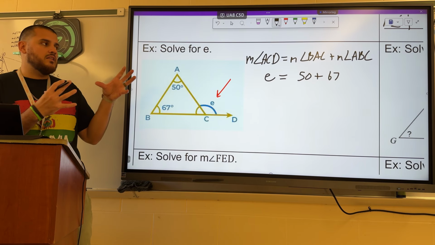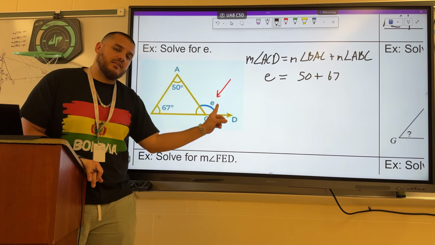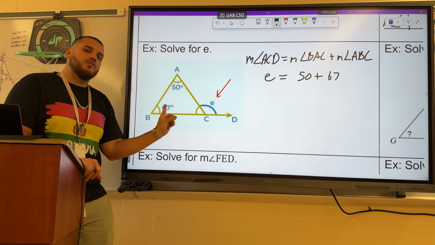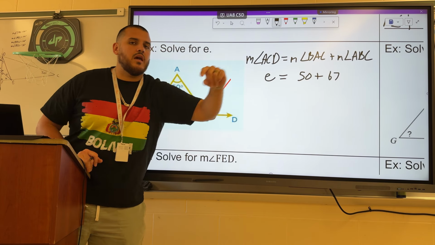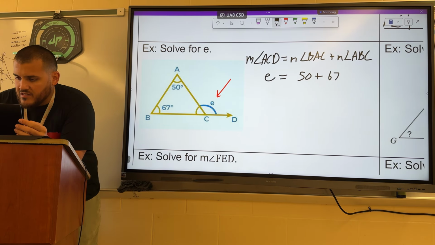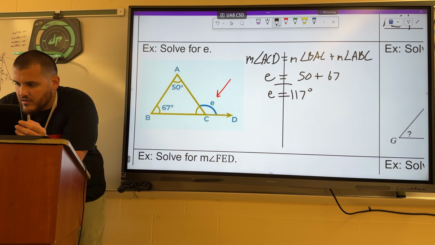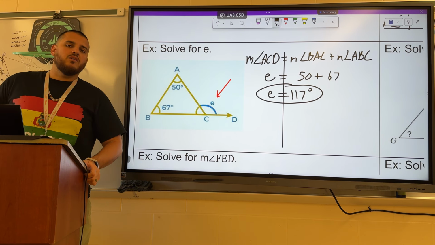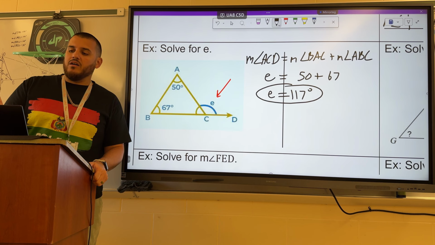All right, so understanding the theorem allows you to take information and plug them into your equation. So it's outside equals the two furthest away added together. Then this is easy, one step here, just adding 50 plus 67, I get 117 degrees for the value of E. Right, let's see if you're able to duplicate this on your own.